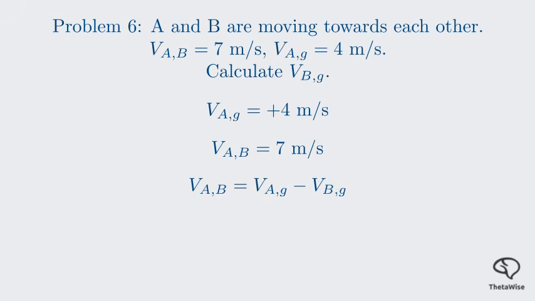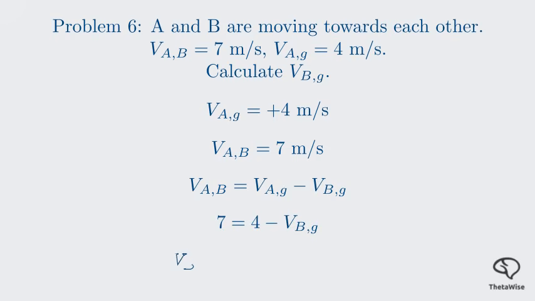This formula is typically derived assuming the G frame is the positive direction for the first object, and the second object is moving against it. However, the signs of the velocities will determine the final direction. Now we substitute the values we know into the equation. So 7 equals 4 minus v of BG. Our goal is to solve for v of BG.